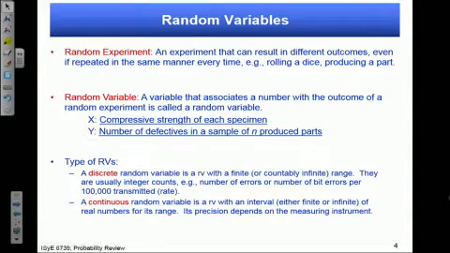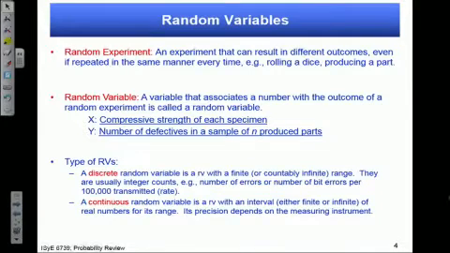Okay, good afternoon, everybody. So, quick review about random variables. We said a random experiment is an experiment whose outcome is random and you don't know in advance, like rolling a dice, or producing a part where you don't know if it is going to be conforming or non-conforming. The random variable is a variable associated with the outcome of your random experiment and can be categorized in two classes. One is discrete and the other one is continuous.